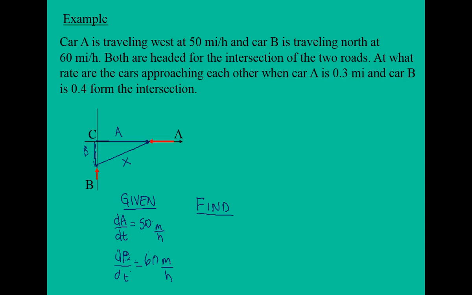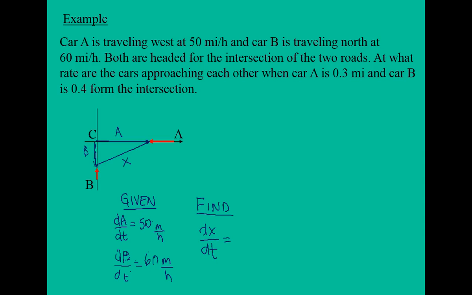Now just think about what's happening. If car A and B were, say, 5 miles from this intersection, the rate of change between the cars is going to be very small. But as we get closer and closer to that intersection, the rate of change of the distance between the cars is going to increase tremendously. So you can see that rate of change is changing. So we're trying to find the rate of change between the cars, so that would be dx/dt. We're trying to find dx/dt.